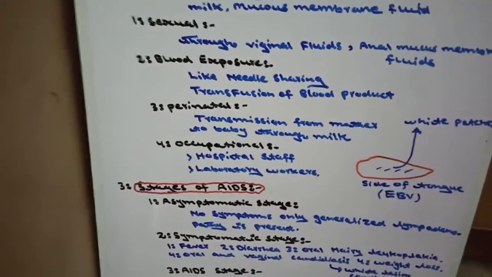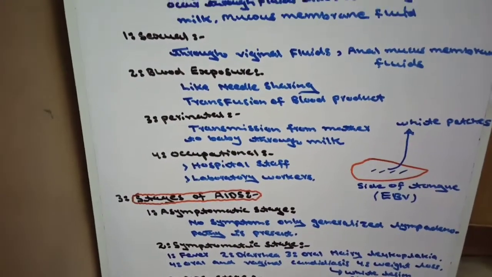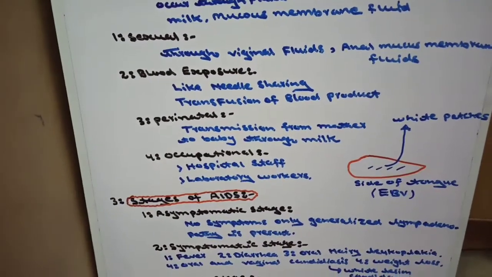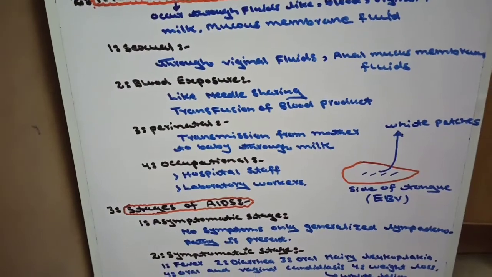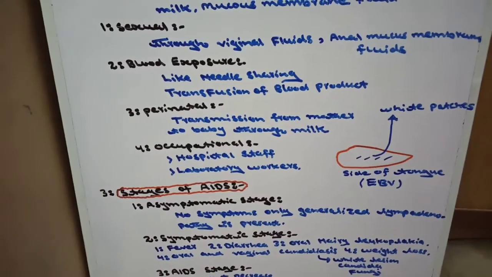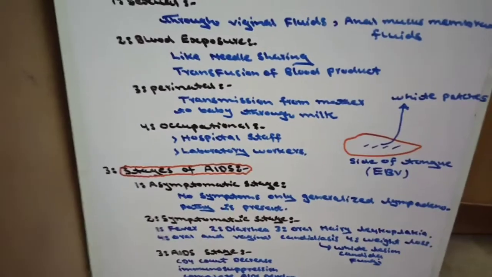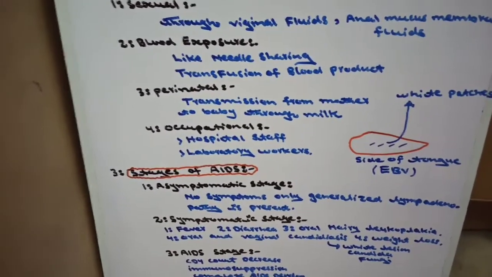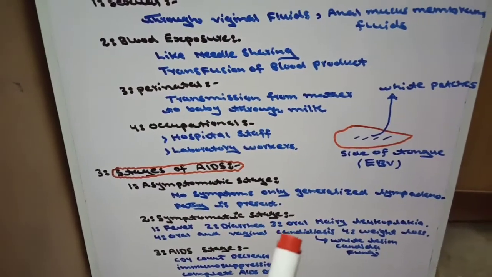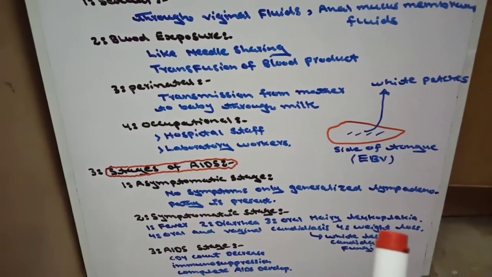Why? Because in asymptomatic stage, the HIV virus enter in CD4 T cell and do its replication. Therefore, there is no symptoms, only generalized lymphadenopathy is present. The second is symptomatic stage. In symptomatic stage, there is a symptoms like fever, diarrhea, oral hairy leukoplakia, oral and vaginal candidiasis, weight loss.